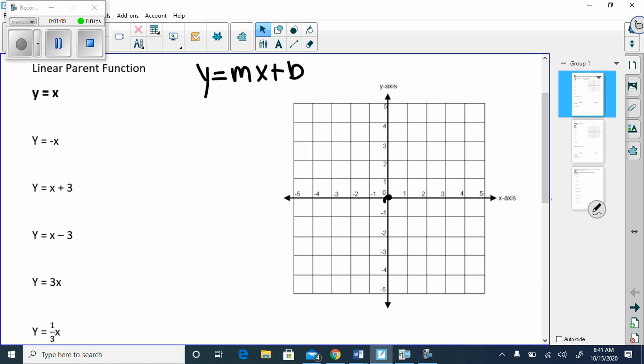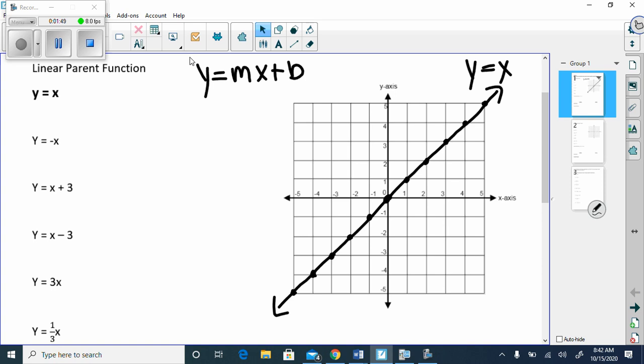At 0, 0. Good. And there is no number in front of x, so it must just be 1. So we have a slope of 1. So up 1 and over 1 in the positive direction. Okay, and so this is the parent function y equals x. And then if you notice, there's a bunch of equations listed under it with small changes being made, right?